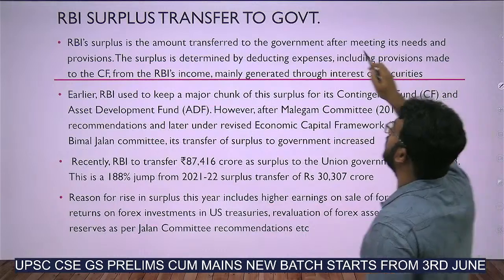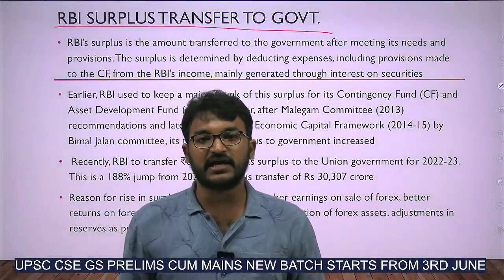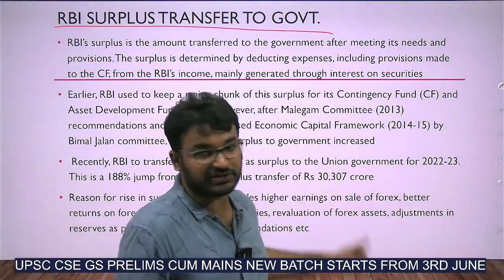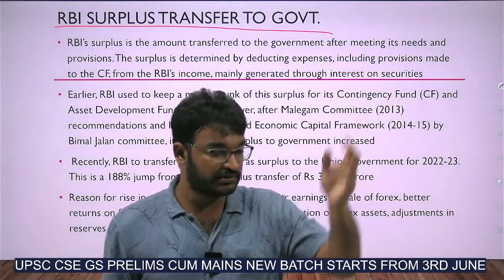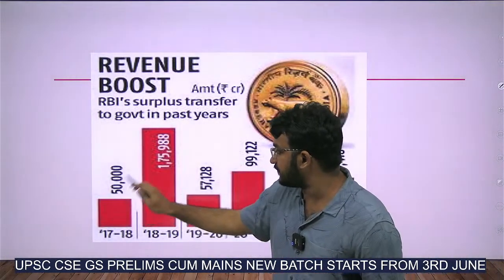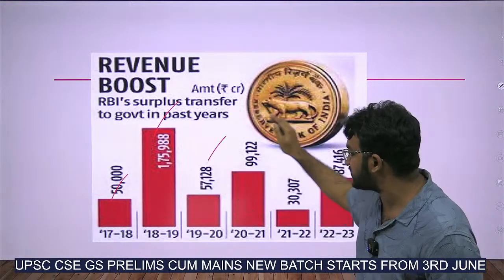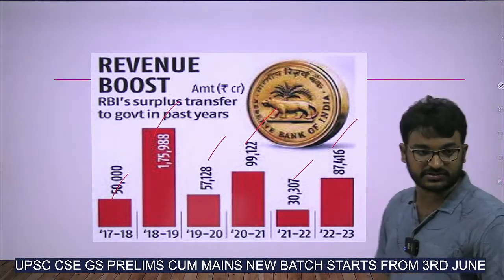Next, RBI surplus transfer to government. Recently RBI transferred around 88,000 crores. This is very high. Last year it was only 30,000 crores. I will show you the graph. In 17-18 it was 50,000 crores. 18-19, 1,75,000 crores. Next 57,000 crores, 99,000 crores, 30,000 crores. Recently 87,000 crores. Yes.